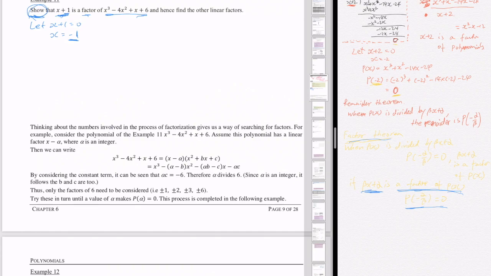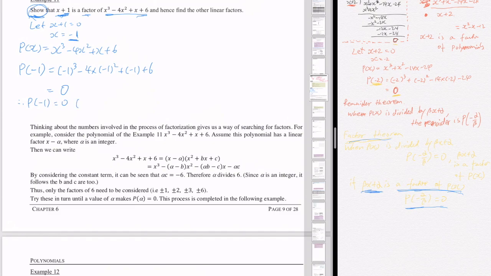So now we know p of x is equal to x cubed minus 4x squared plus x plus 6. Now I'm going to substitute x equal to negative 1 back into my equation, which is also a polynomial. It will become negative 1 cubed minus 4 times negative 1 squared plus negative 1 plus 6. You simplify, and it is actually equal to 0. Therefore p of negative 1 is equal to 0.